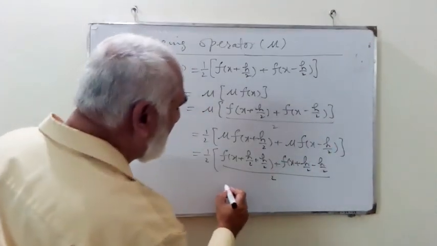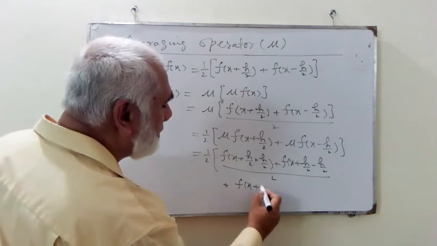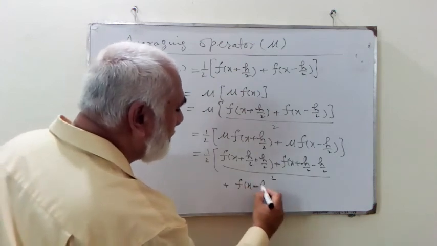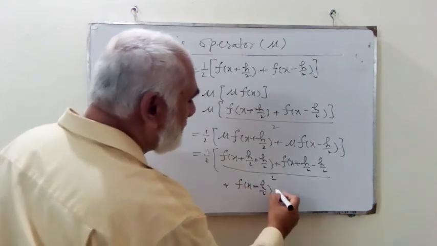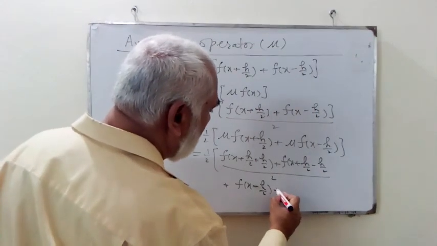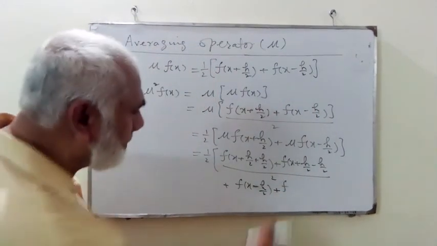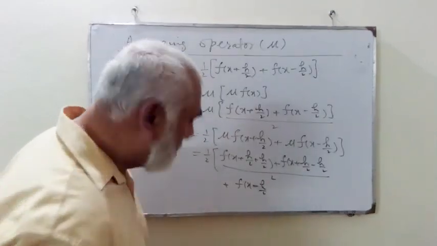And from the second we get f(x − h/2 + h/2), and then plus f of... there are a few more terms.